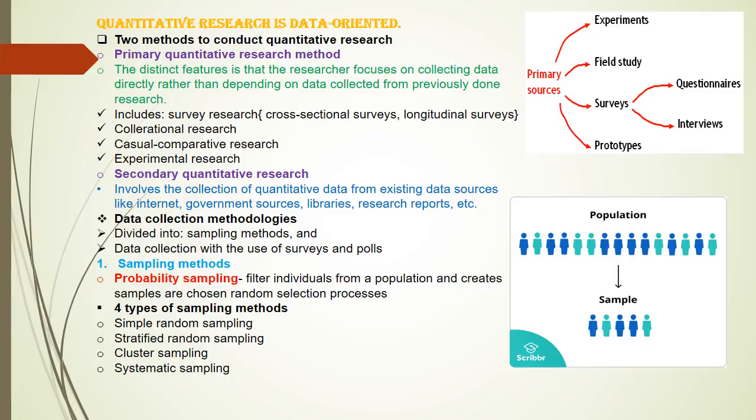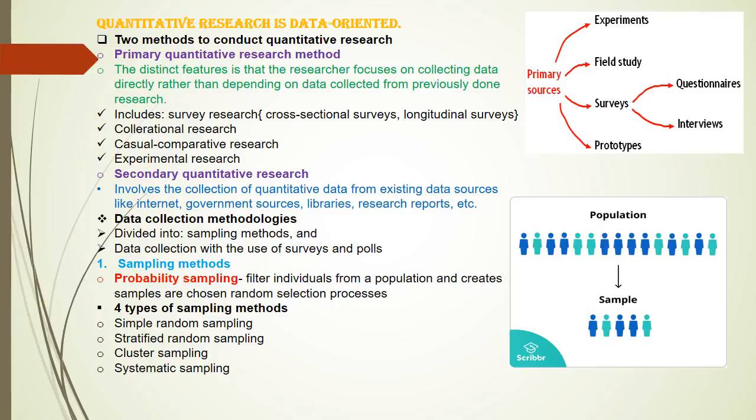This includes survey research. In survey research, it can be cross-sectional surveys or longitudinal surveys. Another one is correlational research, causal comparative research, and experimental research. In secondary quantitative research, it involves the collection of quantitative data from existing data sources like the internet, government resources, libraries, research reports, and so on.